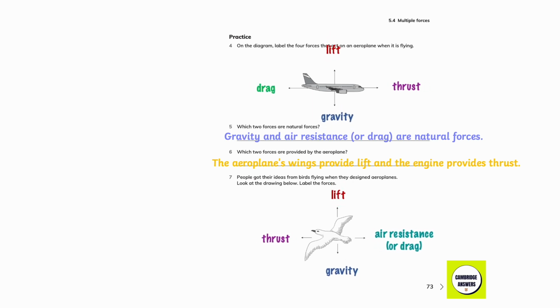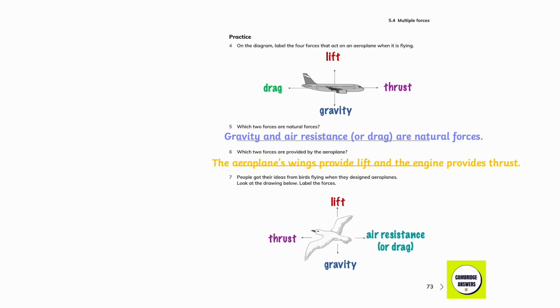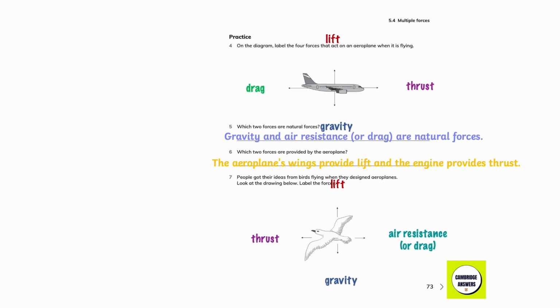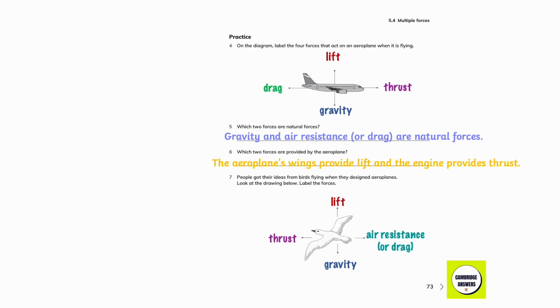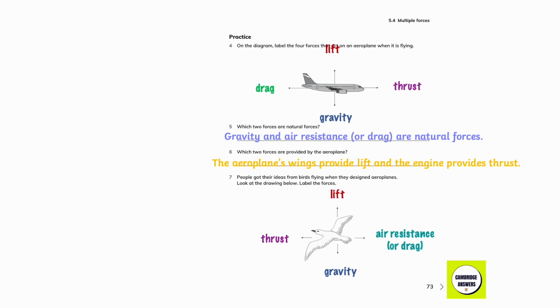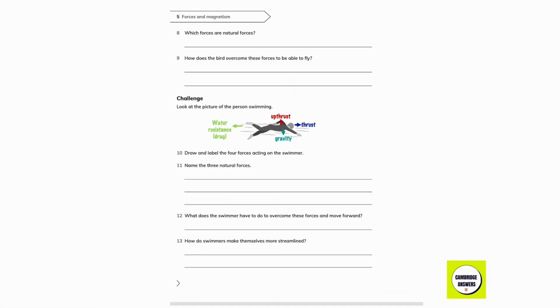Look at the drawing below. Label the forces. The forces are lift, gravity, air resistance, and thrust. Which forces are natural forces? Gravity and air resistance are natural forces. How does the bird overcome these forces to be able to fly? The bird flaps its wings to move forward.